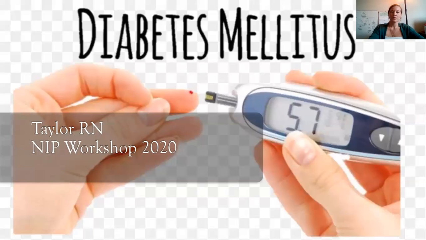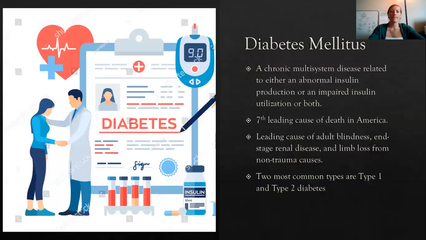So we're going over diabetes mellitus. This is geared towards LPN and level 2. So diabetes mellitus is a chronic multi-system disease. It's related to either the body can't respond to insulin normally, or the pancreas actually shuts down altogether and doesn't make any more insulin. Diabetes is the 7th leading cause of death in America, and it's the leading cause of adult blindness, end-stage renal disease, and limb loss that isn't from trauma.